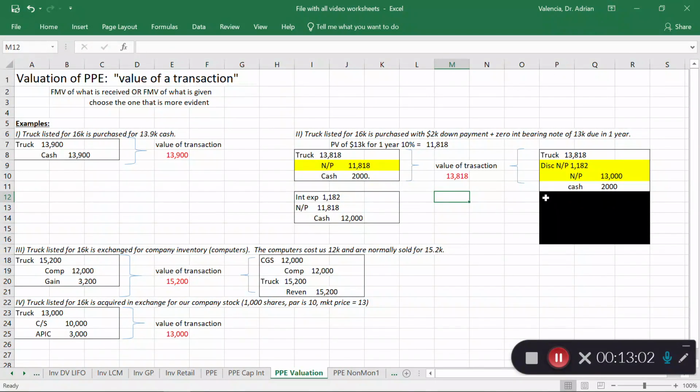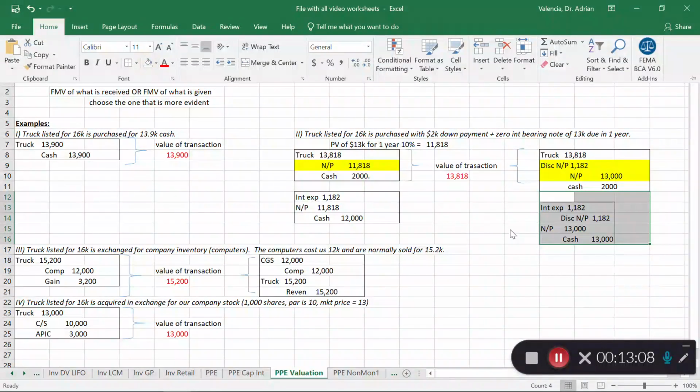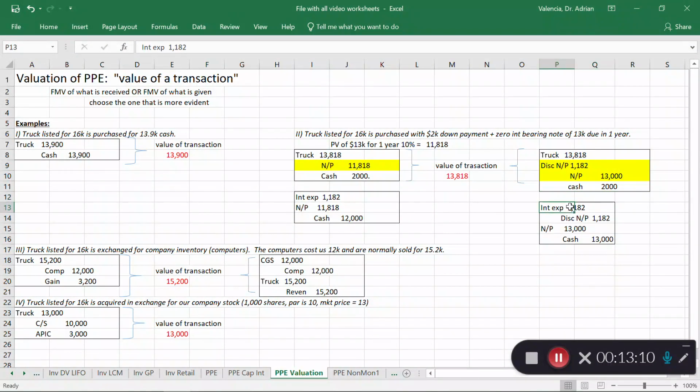Somewhat similar, if you were using the gross method, that amortization of the interest would look like this. So interest expense is still the same, 1,182, right? But instead of crediting cash immediately, you have to amortize that discount. In other words, get rid of the discount. In this case, 1,182, so you credit 1,182.